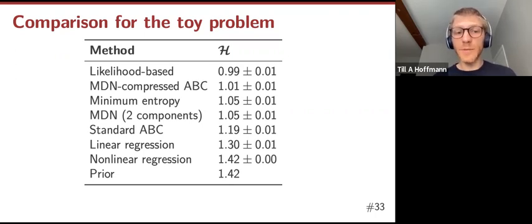Running standard approximate Bayesian computation is the next one down. Now, linear regression does quite poorly because the posterior mean is 0. But it still learns something because the prior entropy is 1.42 and the linear regression posterior entropy is 1.3. So what's going on here?